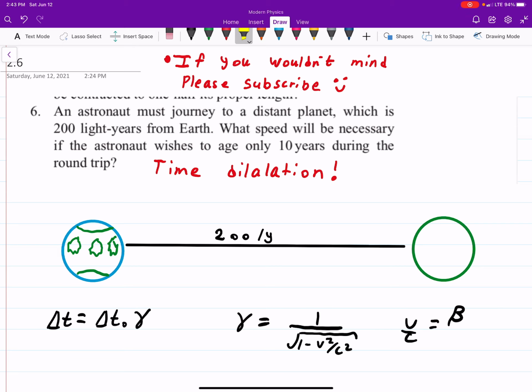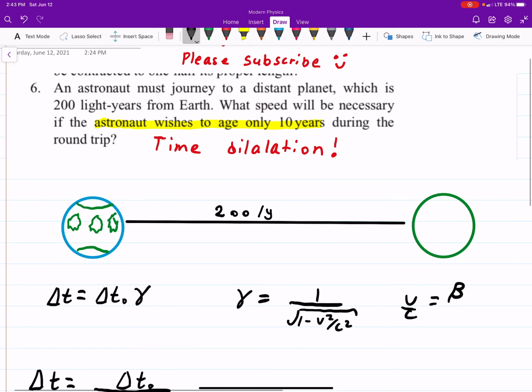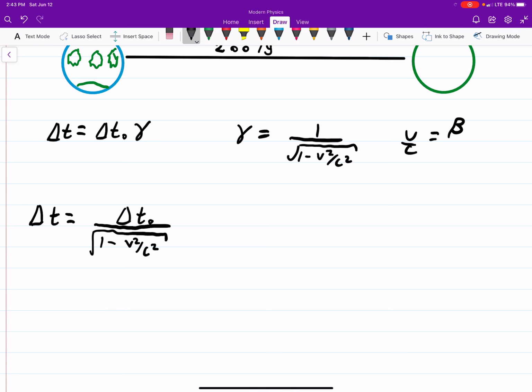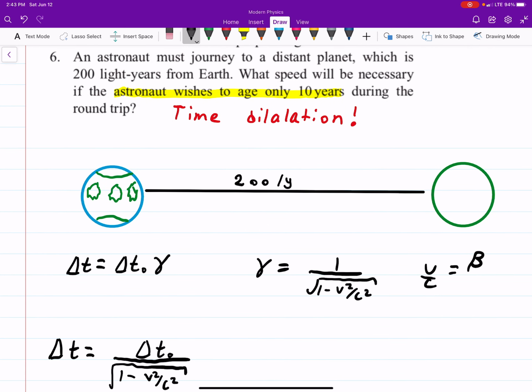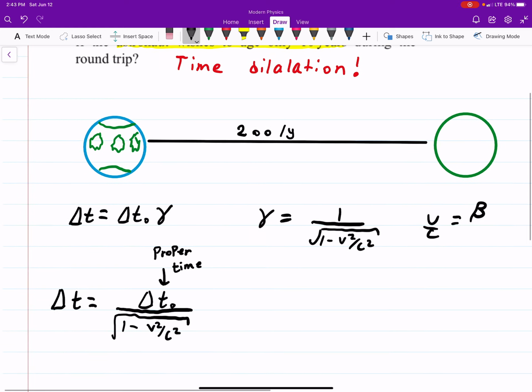It mentions that the astronaut wishes to age only 10 years. Okay, so that's some sort of time. Which time is it? Well, if we have this rocket ship and the astronaut's in it, delta T naught is the proper time. That would be the time experienced by the astronaut in this case. So delta T naught would be 10 years.